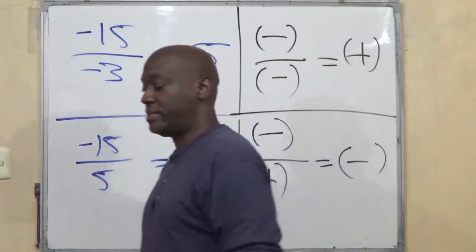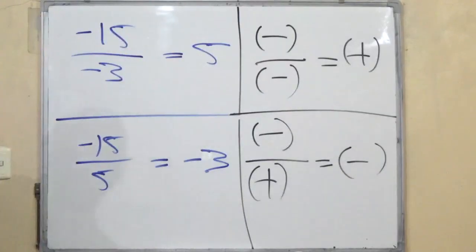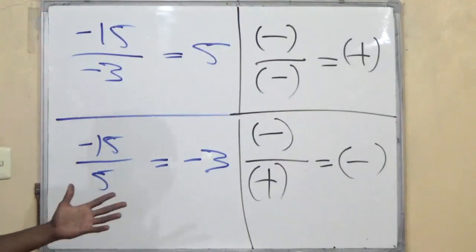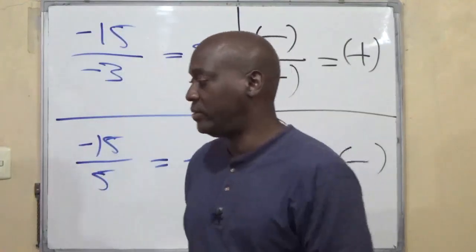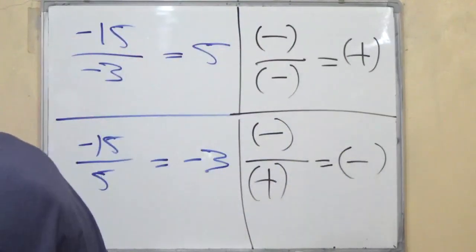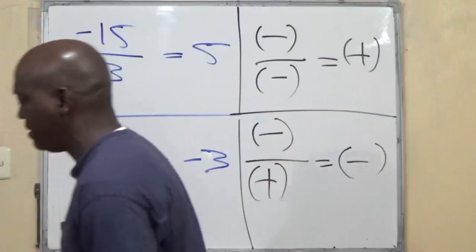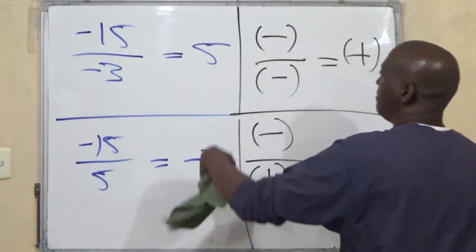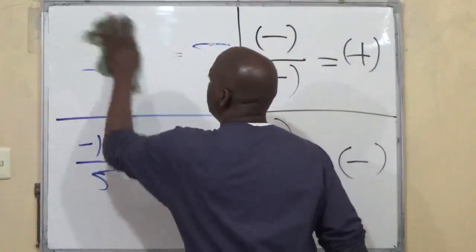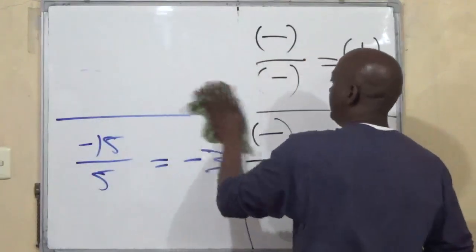What about the case of a positive number now being divided by a negative number? We could consider that too. So if we consider the case of the same $15, right?